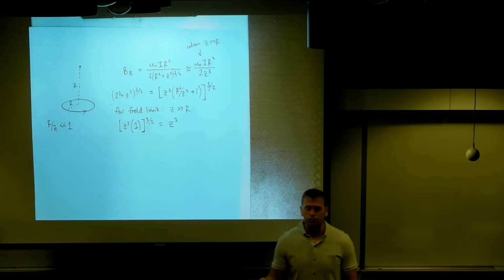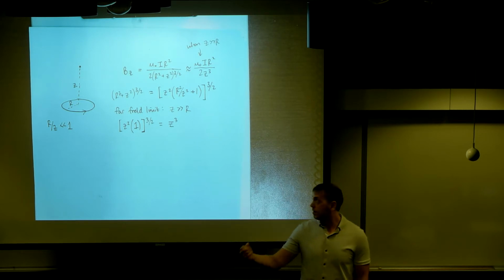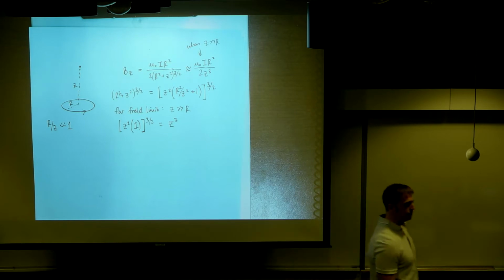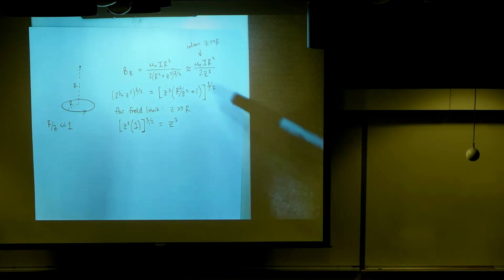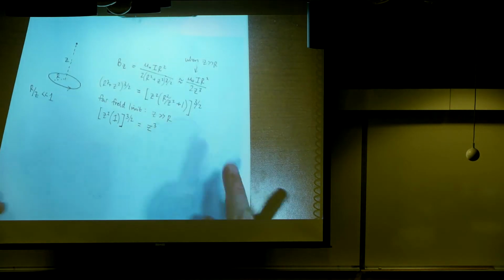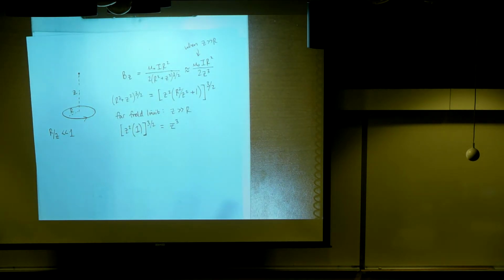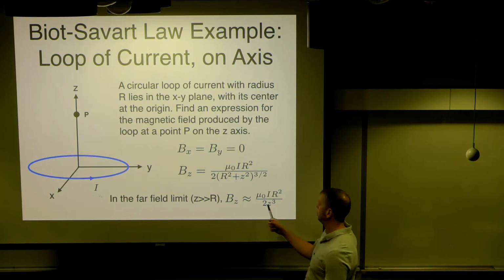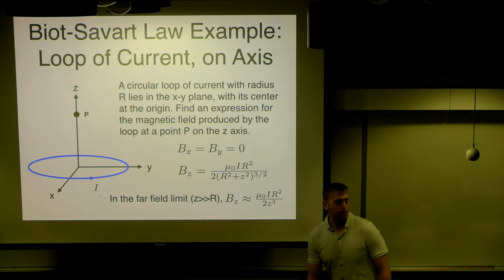In other words, the B field is falling off with distance, getting weaker with distance, not according to the inverse square of the distance, but according to the inverse cube of the distance. Okay, so that's how it works with current loops like this one. So to summarize that, in the far field limit, we have B is approximately equal to mu naught times I times r squared divided by 2 times z cubed.